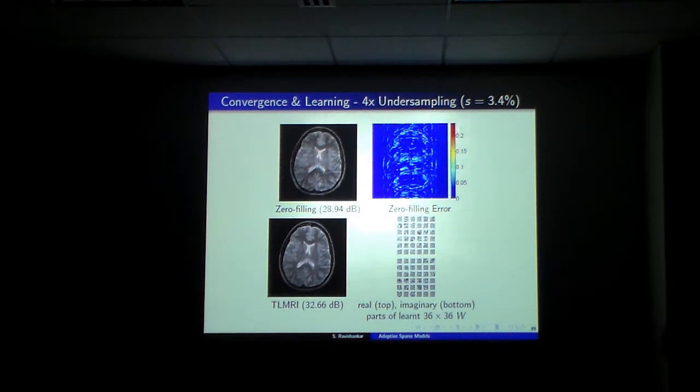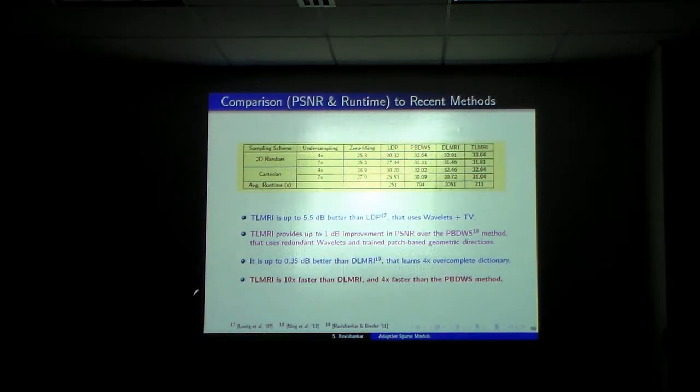And you learn interesting transforms for the patches of these images. These are complex valued transforms. This is the real part, this is the imaginary part. So it's quite interesting. The main take-home message is that compared to other methods like the dictionary learning methods, the transform learning method gives you much faster reconstructions. It's about 10 times faster. It also gives better reconstructions.